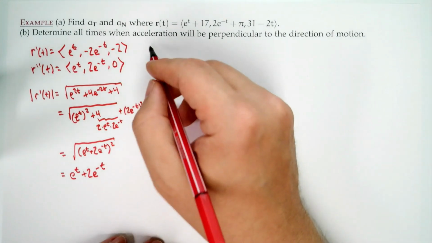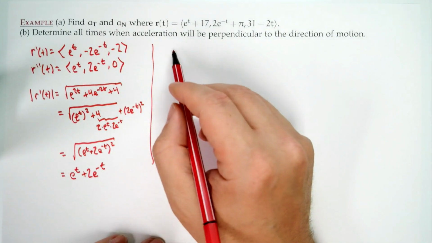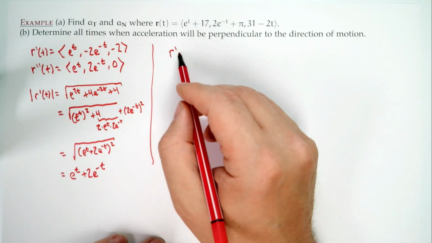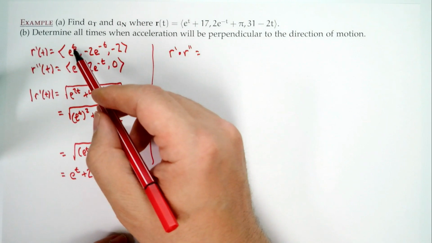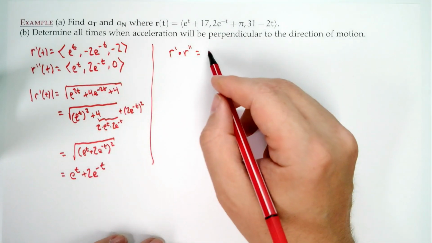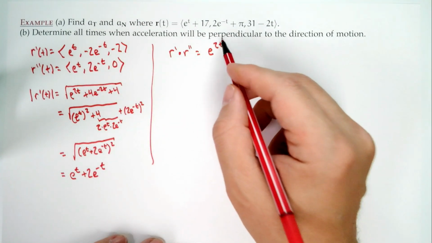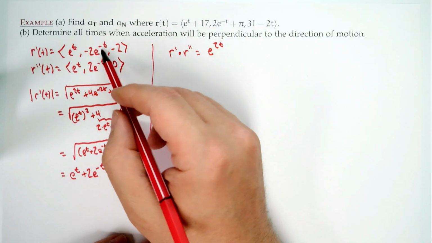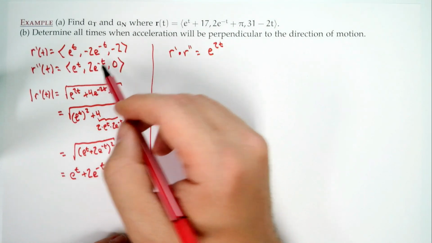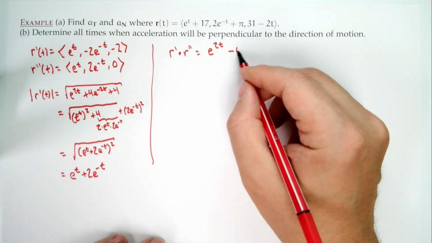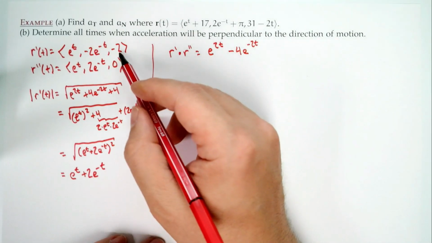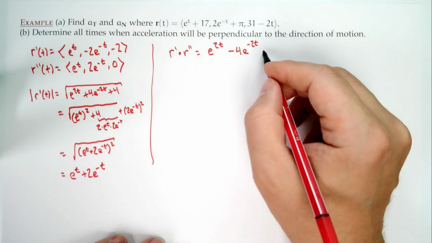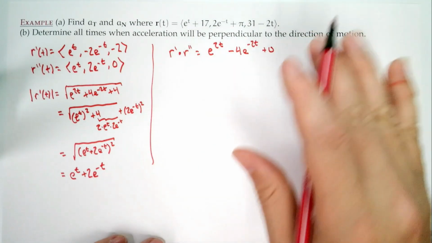Now, doing the geometric part, well, we need to have r prime dot r double prime. So e to the t times e to the t, that would be e to the 2t. Minus 2e to the minus t times 2e to the minus t would be minus 4e to the minus 2t. And then minus 2 times 0 is plus 0. All right, so there's that.